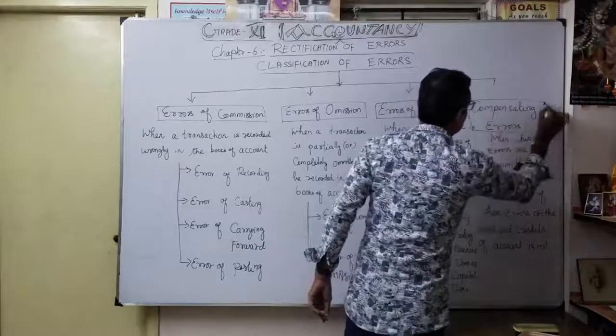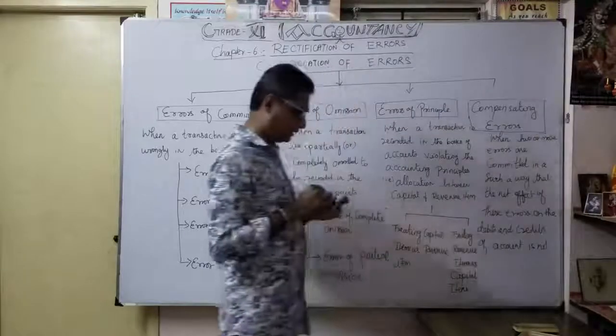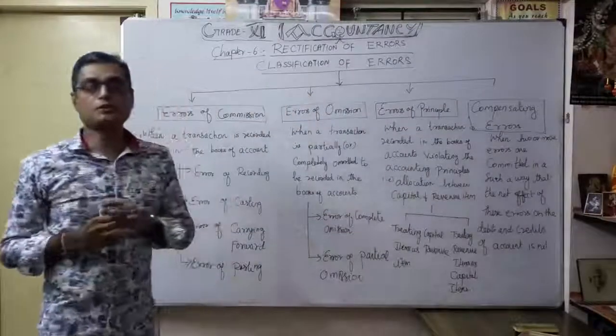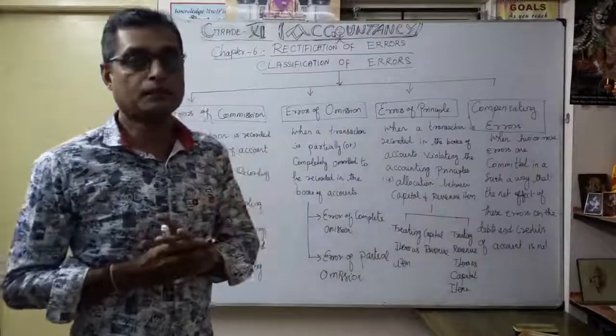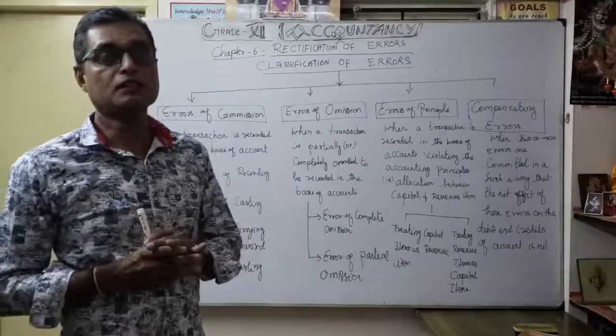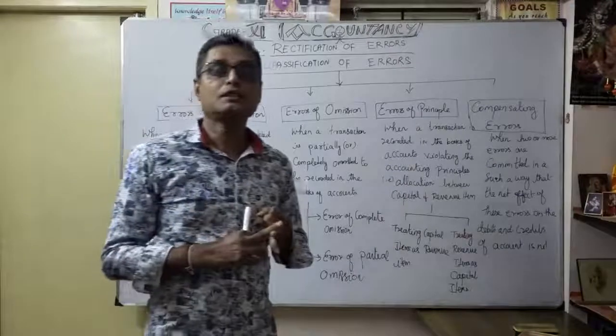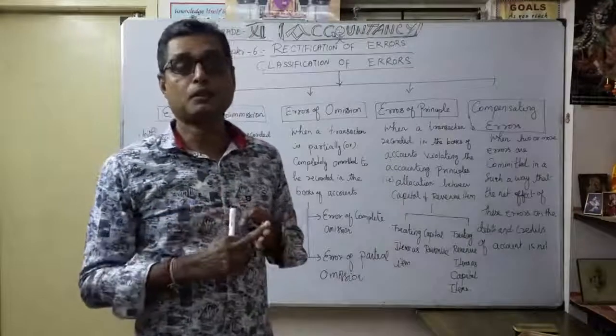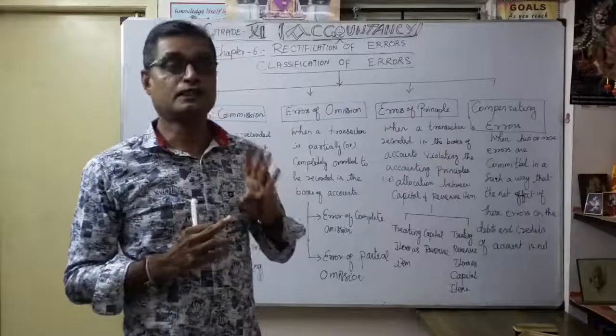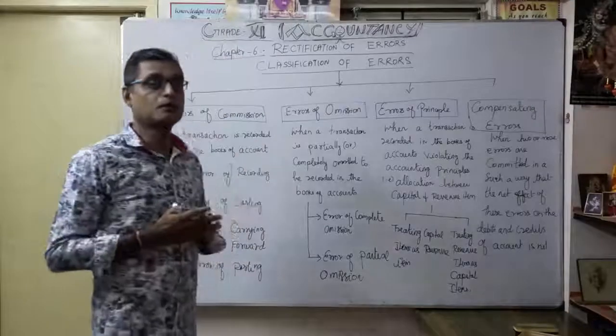So there are 4 types of errors, 4 classifications of errors. One is error of commission. Second, error of omission. Third, errors of principle. Fourth, compensating errors. Now we will discuss them one by one here.